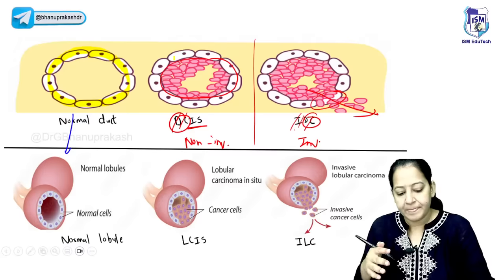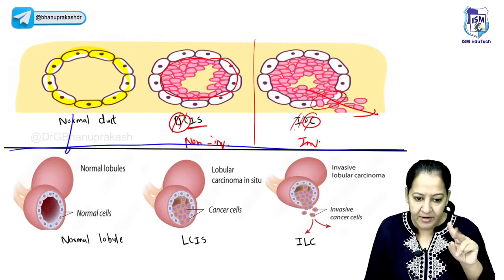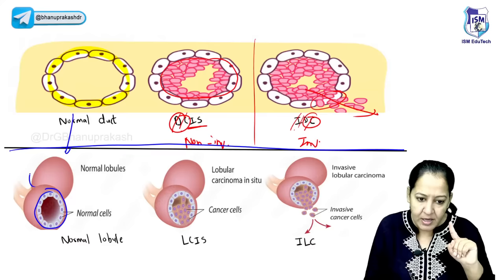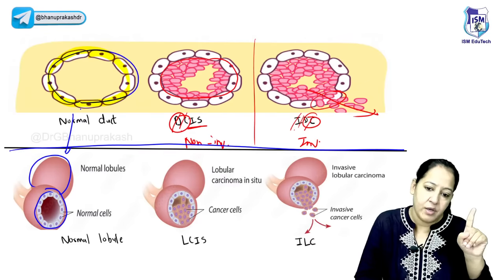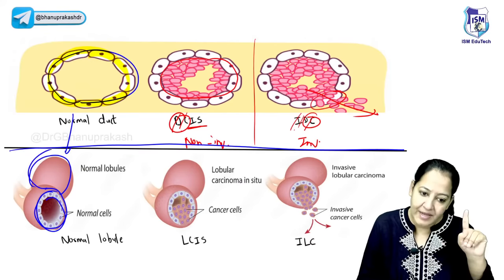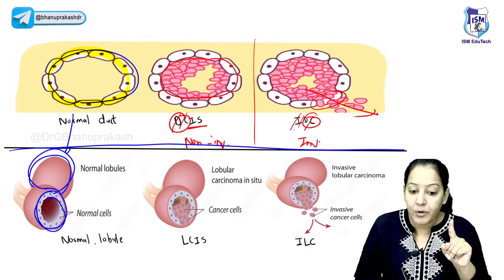Now, I told you about ductal carcinoma. See the lower diagram. In the lower diagram, 2 of them are shown to you. This is 1. This is 2. I mean to say it's multiple ductules. Here, I told you one ductule. Here, I'm showing you multiple ductules. You can see multiple, and multiple means 2, 3, 4. It can be any number. This is one lobule. This is normal.